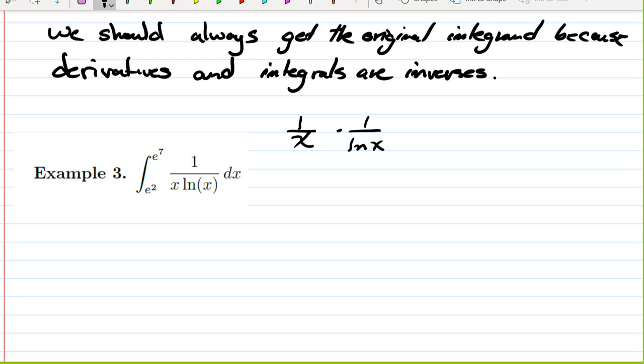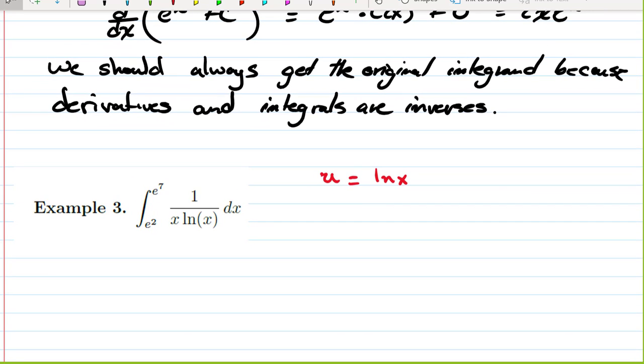The derivative of the natural logarithm of x is 1 over x, which is present in our integrand. So this would suggest that we pick our u to be the natural logarithm of x. And if we do that, we then get that du is equal to 1 over x dx. And if we solve for dx, we're going to get x du is equal to dx.